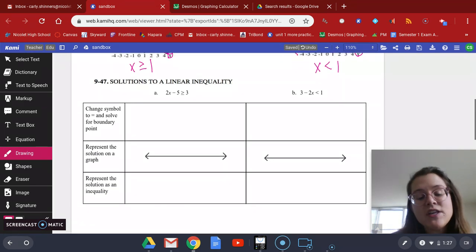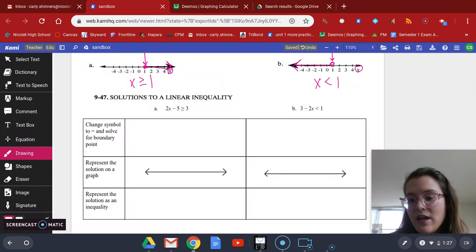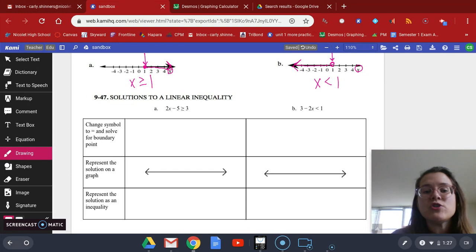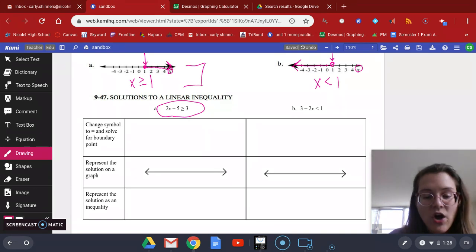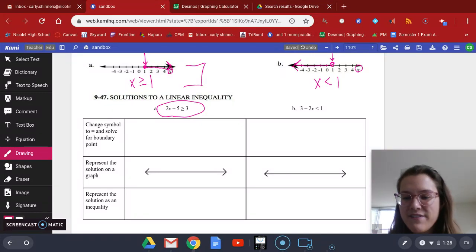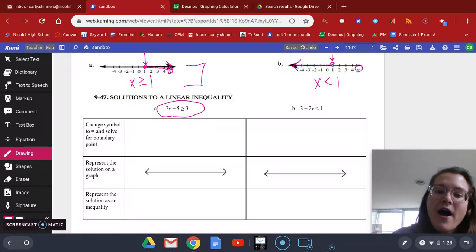9-47 gives us an inequality and asks us to solve for the graph on the number line and the inequality, okay? So I'm trying to get these two things from this inequality here. So we've got to add in one additional step here, and that is to solve for the boundary point. So how do I get my boundary point if it's not super obvious? You just have to do a little bit of algebra, right?